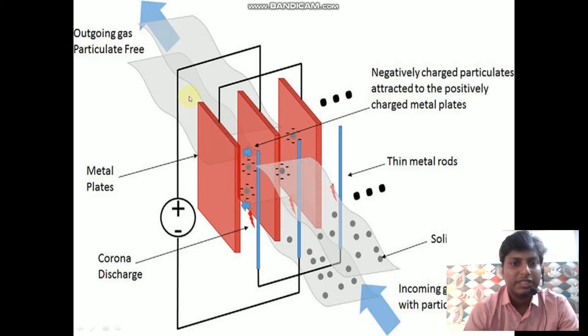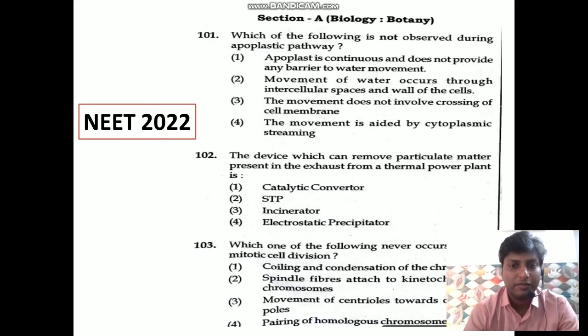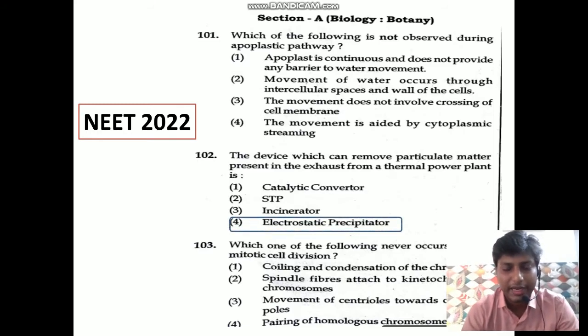And then from this side you can see the clean air is going out. So these metallic plates are known as electrostatic precipitators, right dear students? So from this we can say that definitely option number 4, electrostatic precipitator, is the right answer of the question, correct?